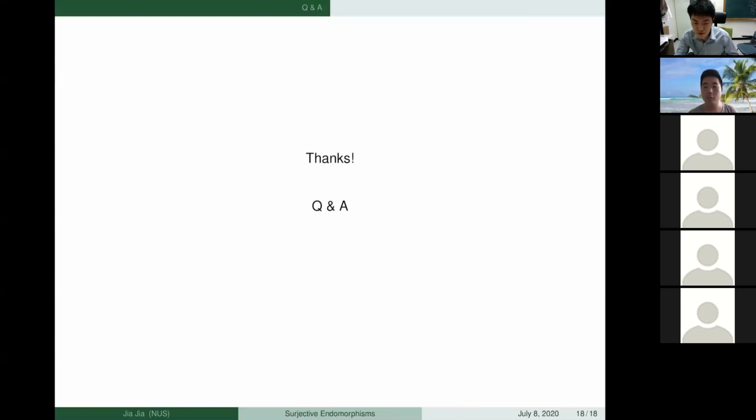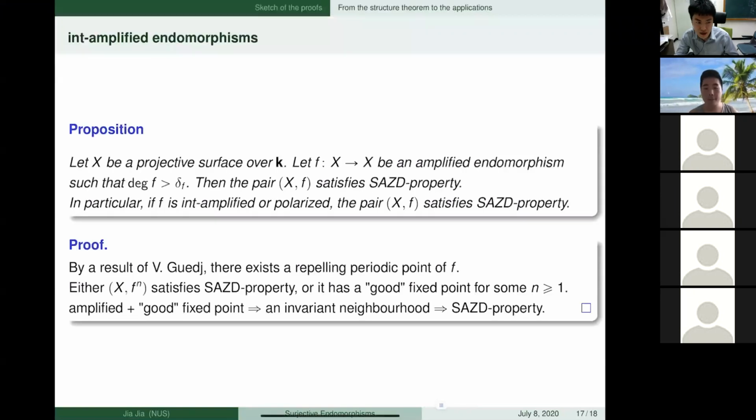I have a question. Previous page. This one? Yeah. In your first proposition, you assume that F is amplified and the degree of F is greater than delta F. Why do you have the assumption that the degree of F is greater than delta F? Actually, we assume this because we want to apply this Fakhruddin result. We want to find a repelling periodic point of this F.